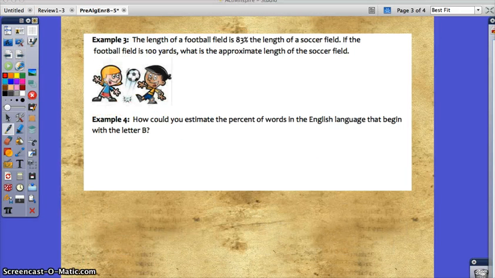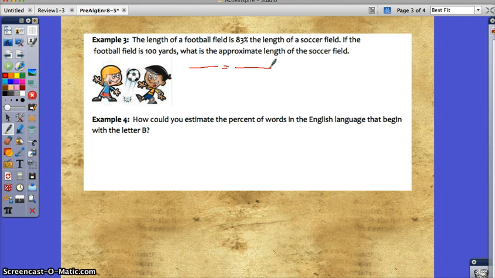So let's look at this third example, a word problem dealing with estimating. The length of a football field is 83% of the length of a soccer field. If the football field is 100 yards, what is the approximate length of the soccer field? So when I see that two things are being compared, I kind of want to jump right into a proportion because I know I'm comparing two things, and that's what proportions are useful with.